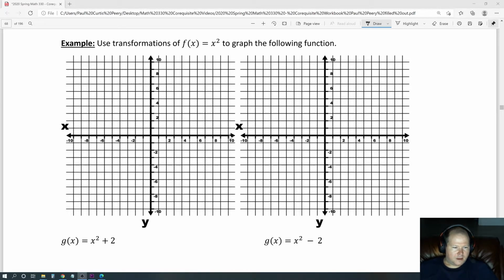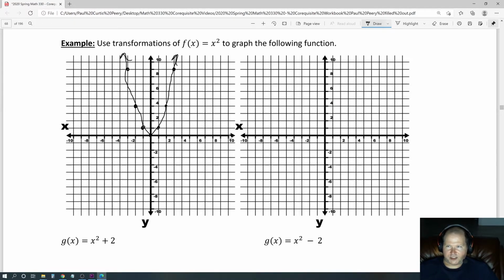Use the transformations of f of x is equal to x squared to graph the following function. Okay, so this one's going to be the base function. All right. Which looks something like this.